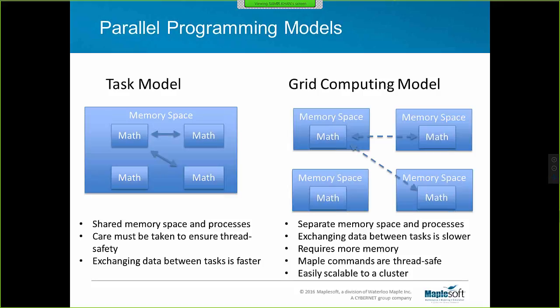I've spoken about a number of built-in parallelized commands in Maple. You can also write your own parallel programs, and there are 2 different approaches, the task model and the grid computing model. I won't go into the advantages and disadvantages of each approach in detail. They're listed on screen. But let's talk about the grid computing model. It's better suited for local and distributed grid computing.